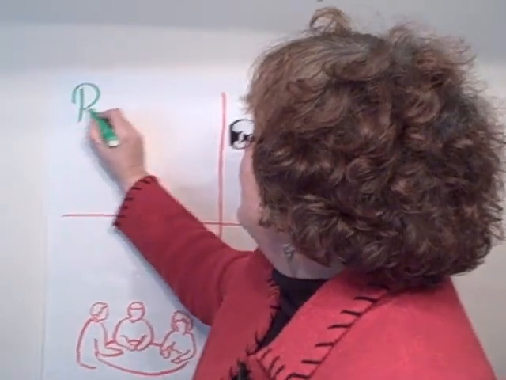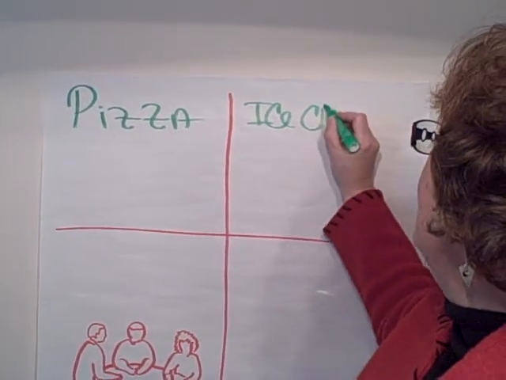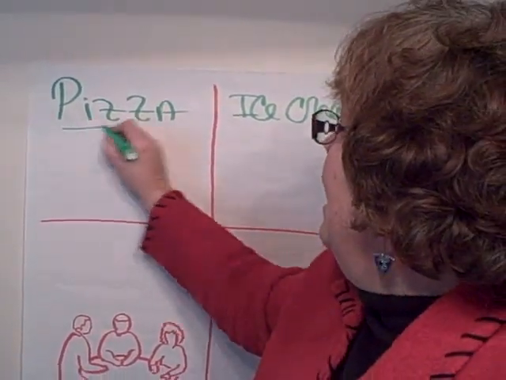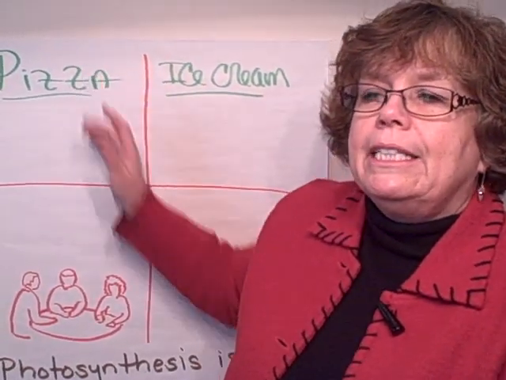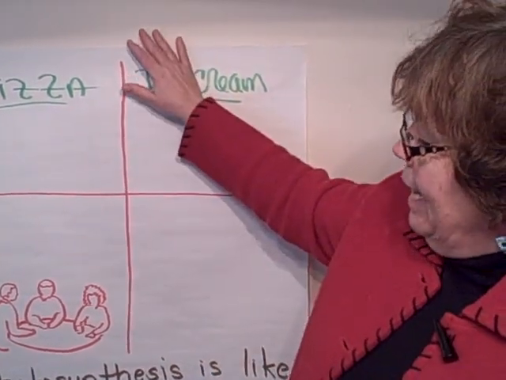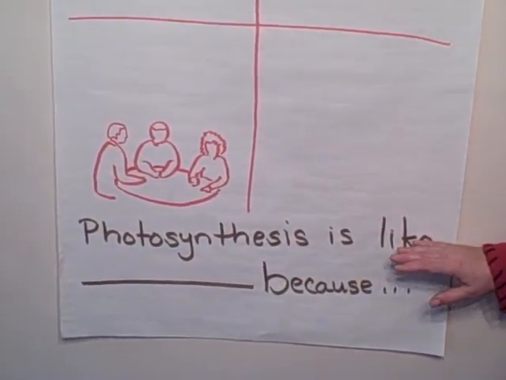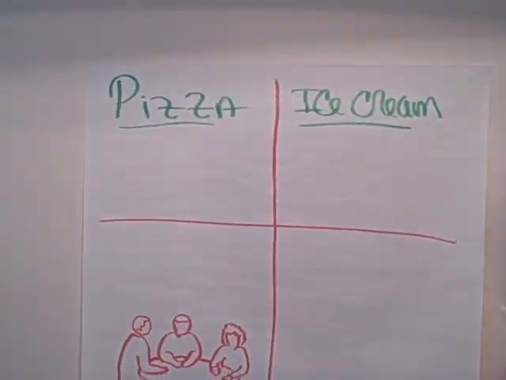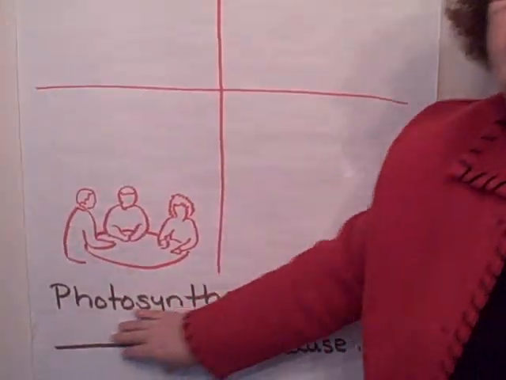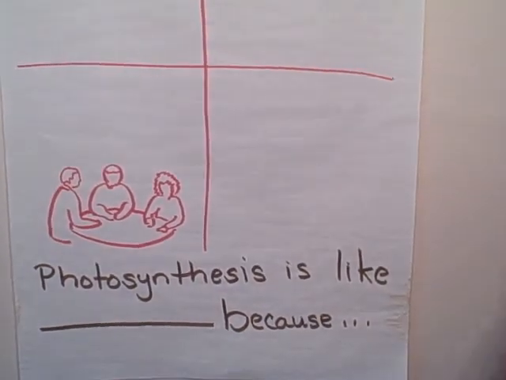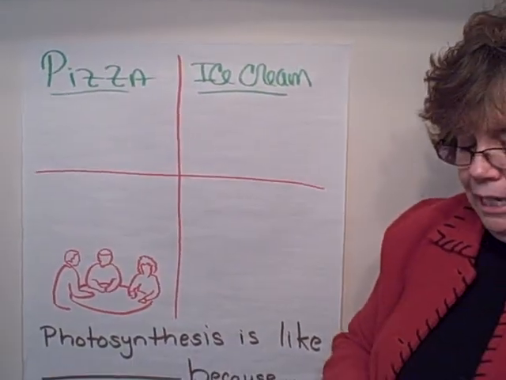But if I were doing this in a class, I would certainly fill in all 4 of these. Again, I want to stress, it doesn't really matter what goes in here. It's important that the kids give them to you. Then you show them your statement. Photosynthesis is like pizza because. Photosynthesis is like ice cream because. And your other 2. And you have them work in their groups to brainstorm some good combinations.